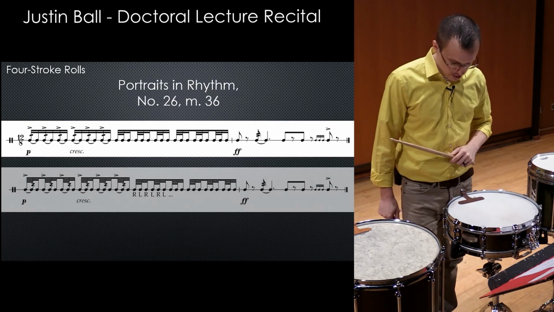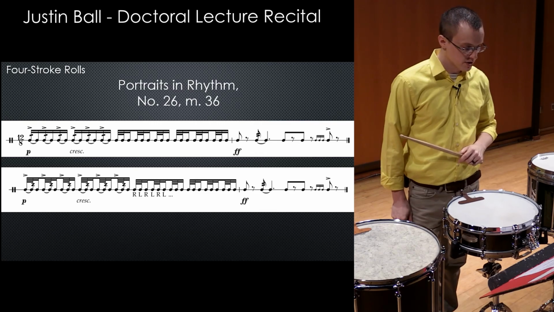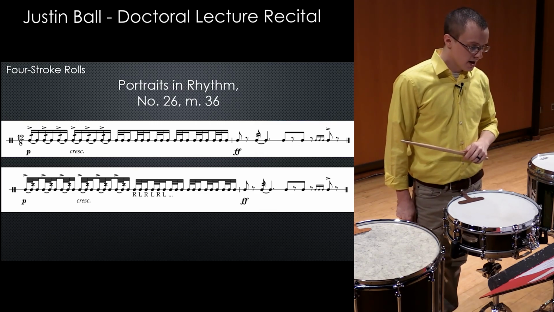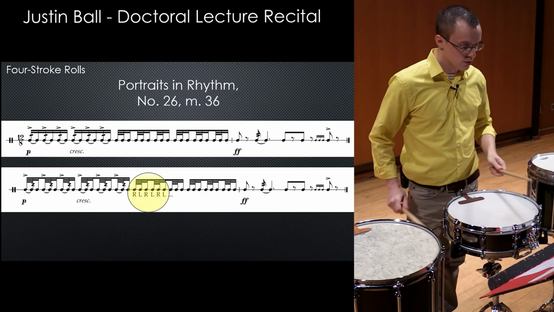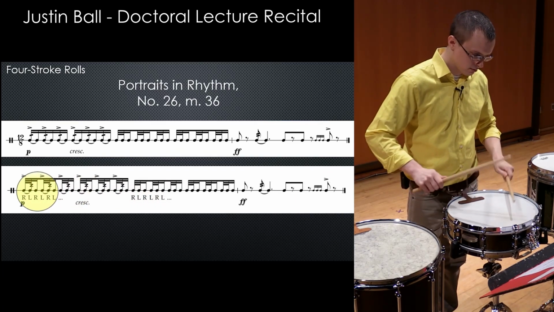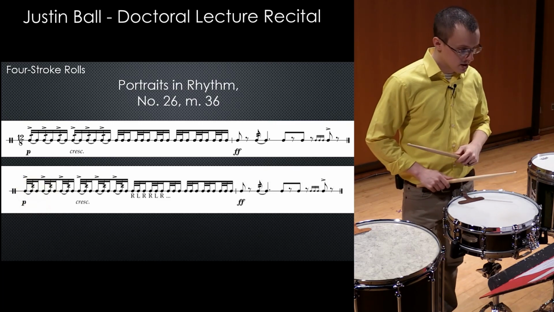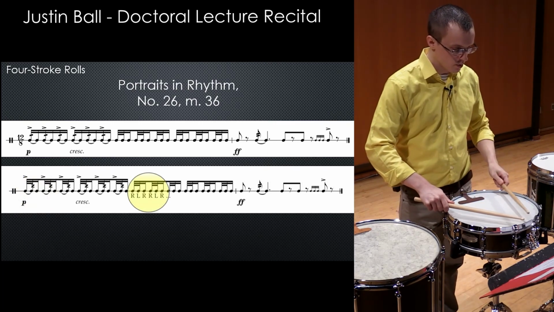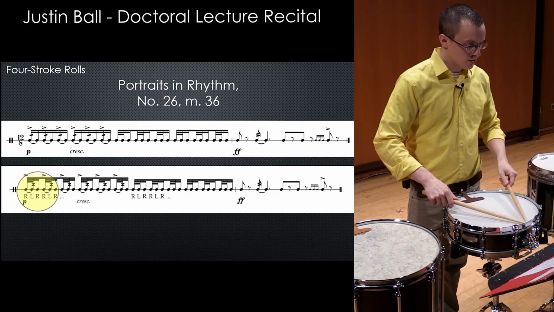For example, if I choose to alternate the 32nd note singles in beats 3 and 4, I can also alternate the 4-stroke rolls. Or, if I plan on playing the single strokes with right-hand lead, I can do the same with the 4-stroke rolls.